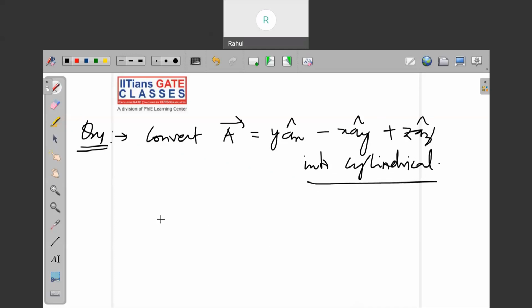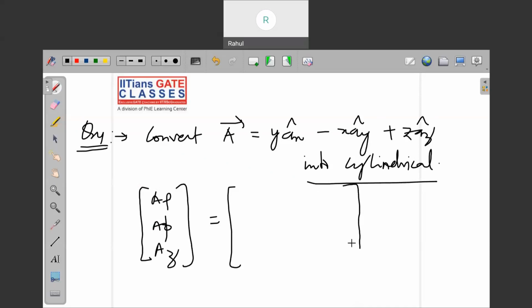So what you have to do here is find A rho, A phi and Az, right? There is a matrix which I have told you, so you have to write that matrix, and here is given. The situation is what? This is the x component, this is the y component, this is the z component. So you can write here, this is y component, this is minus x, and there is a z.